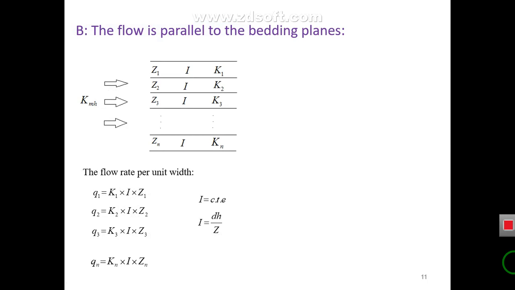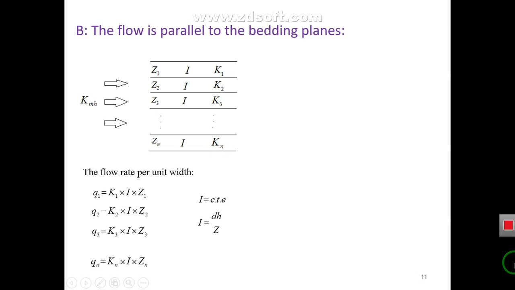Okay guys, let's talk about the second scenario. In the second scenario, we assume that the water flow is parallel to the bedding planes. This figure shows several layers of soil with horizontal stratification. The first layer has a thickness of Z1 and hydraulic conductivity of K1. The second layer has a thickness of Z2 and hydraulic conductivity of K2, and the nth layer has a thickness of Zn and hydraulic conductivity of Kn.